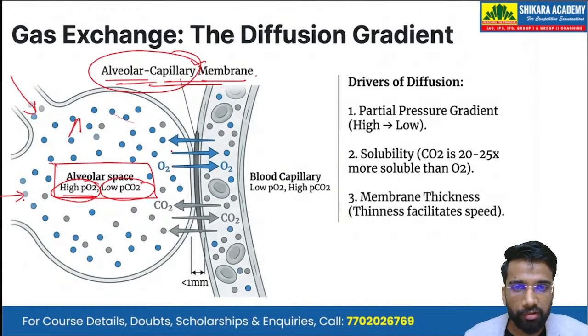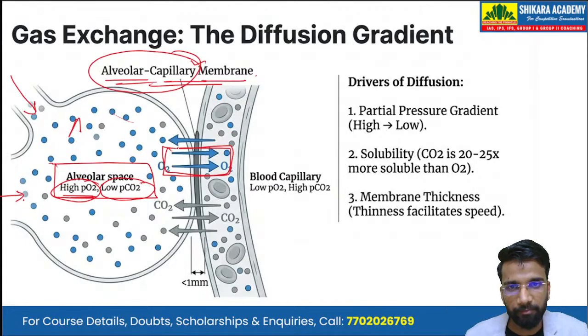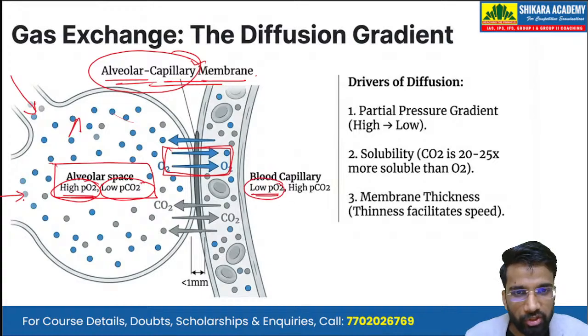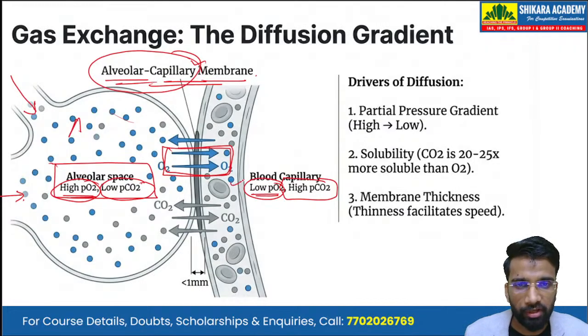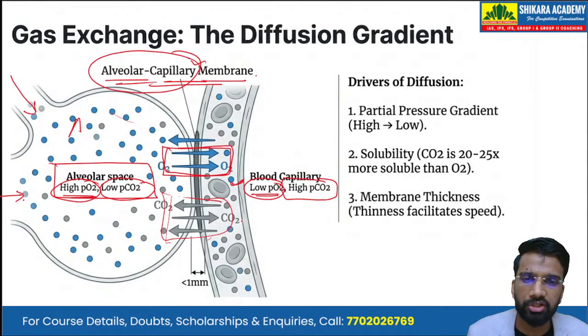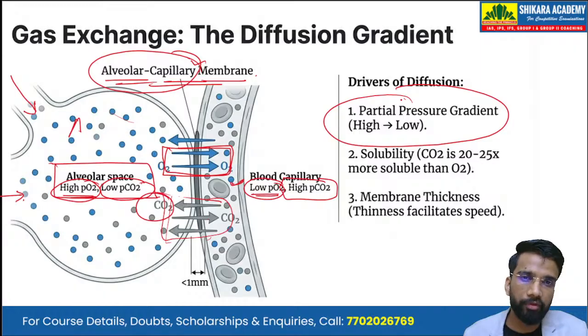So as a result, the oxygen will start to enter the blood vessels, because in the capillaries we have low pressure of oxygen and high carbon dioxide. The blood is deoxygenated, a carbon dioxide rich blood, so the oxygen will be less. Because the concentration is low, the oxygen from the alveolar space will start to enter the capillary, and because the carbon dioxide concentration was more in the capillary, the carbon dioxide will start to move into the alveolar space. So the partial pressure gradient: any gas always moves from high pressure to low pressure.